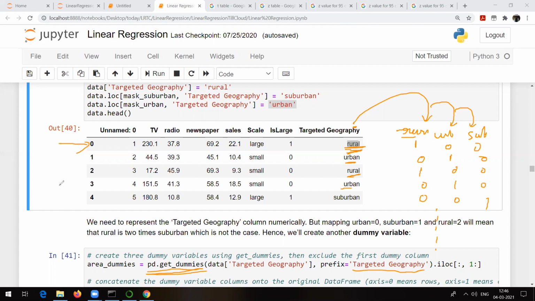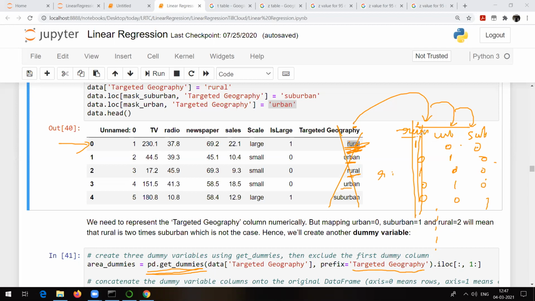And after that, if you look carefully, there is no need to use all the three columns. We are going to remove one column, because these three columns are giving the same information. Let's suppose I removed this particular column. Now what I get is urban 0, suburban 0. If urban is 0 and suburban is 0, that means rural is 1. If this is 1 0, that means urban is 1. 0 0 again, that means rural is 1.